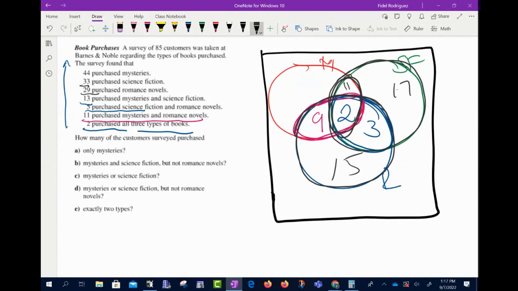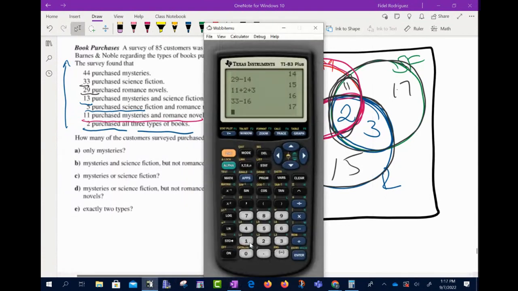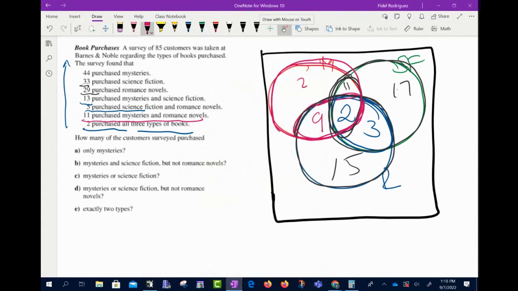And then 44 bought mysteries. So everybody inside this circle here, y'all, has to add up to 44. So we're going to take 9 and 11 and 2, which is 22, and we subtract it from 44, and we're still going to get 22, right? Okay. And then finally, y'all, we got to do one last number.